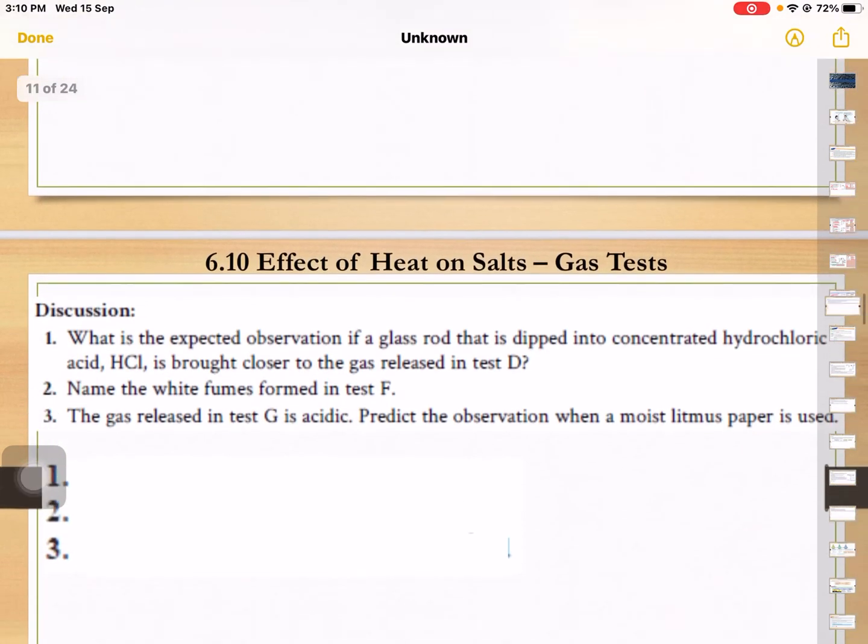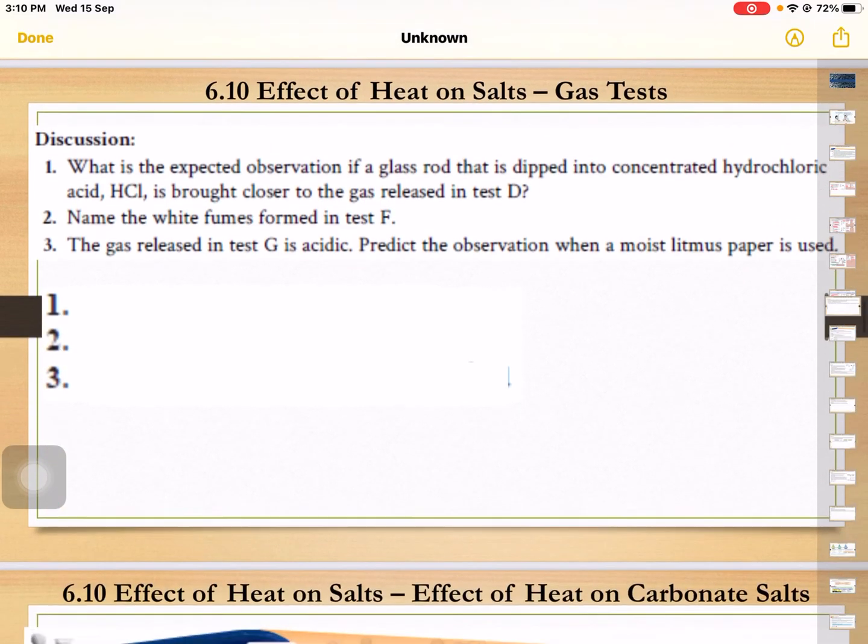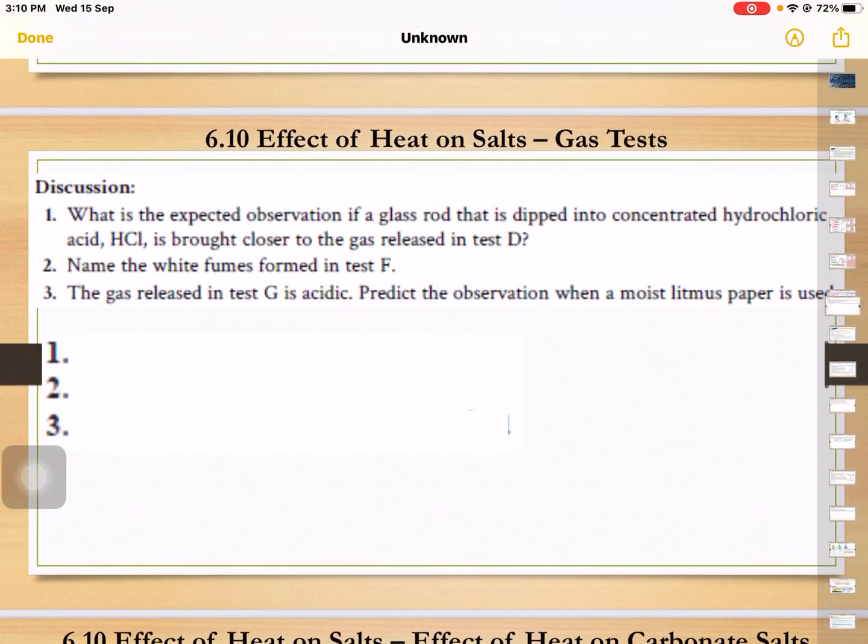Okay, so this is beberapa soalan lah yang you boleh buat untuk mantapkan lagi knowledge you.